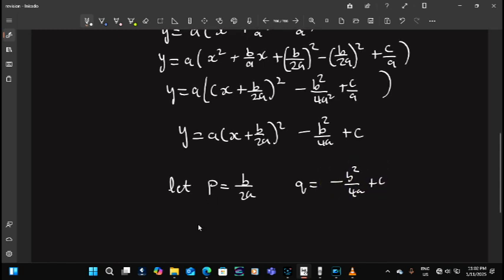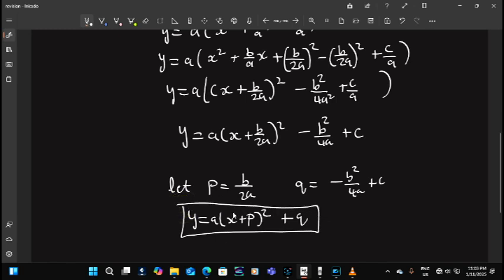So now if I do that, if I replace, it will be a into x plus p all squared, plus q. That's where the equation of a parabola in this form comes from.